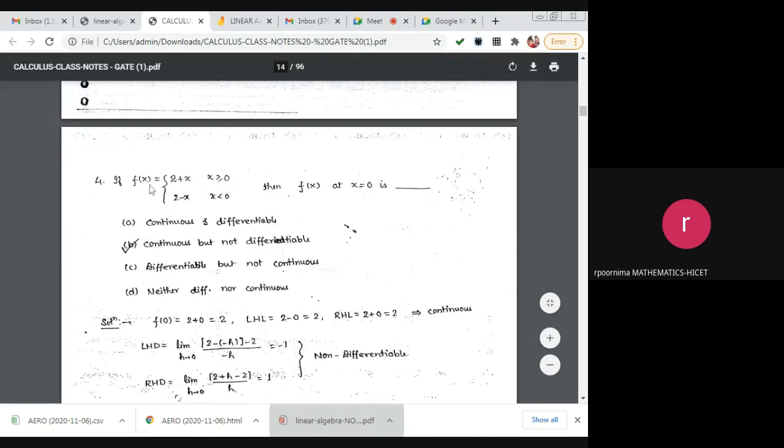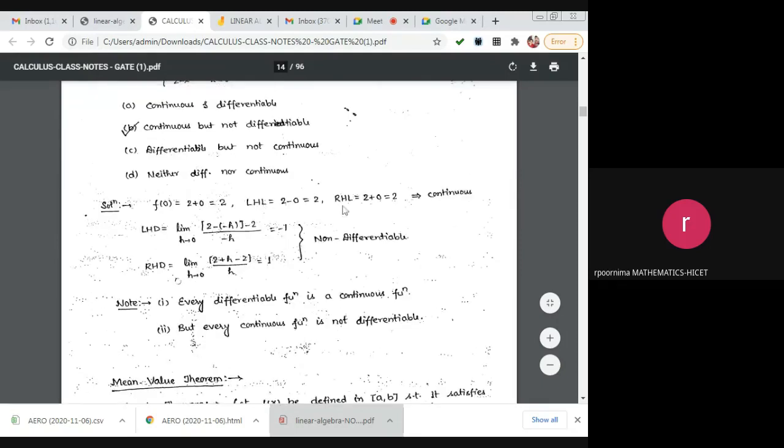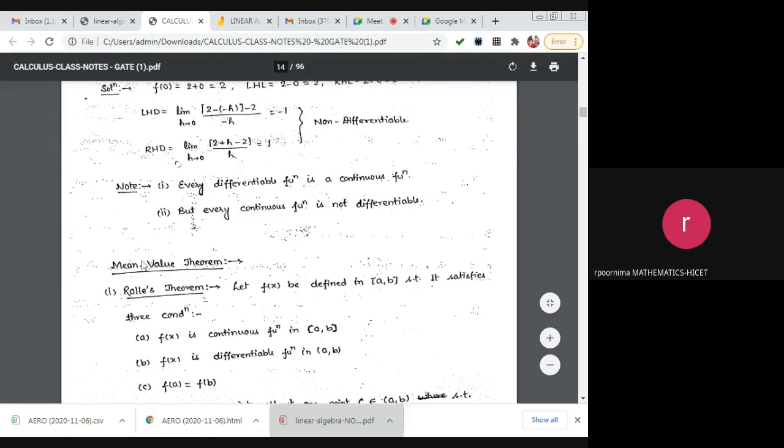If f of x is 2 plus x for x greater than or equal to 0 and 2 minus x if x less than 0, then f of x at x is equal to 0 is continuous but not differentiable. That means the left hand limit and right hand limit are equal, but the left hand derivative and the right hand derivative are not equal. That means it is continuous but not differentiable. Like that you have to write. So every differentiable function is a continuous function, but every continuous function is not differentiable.